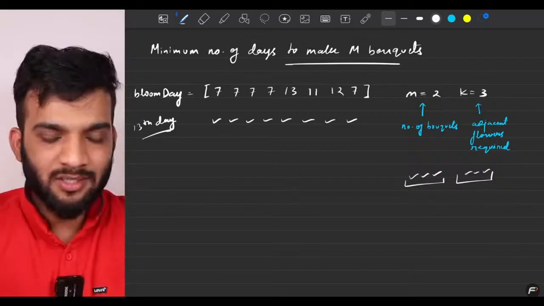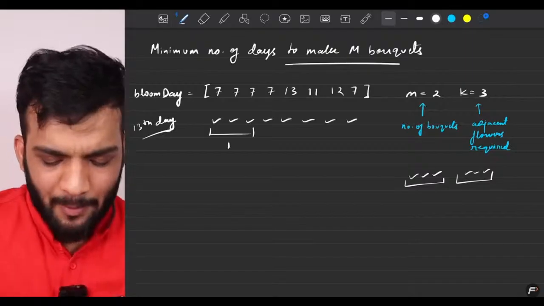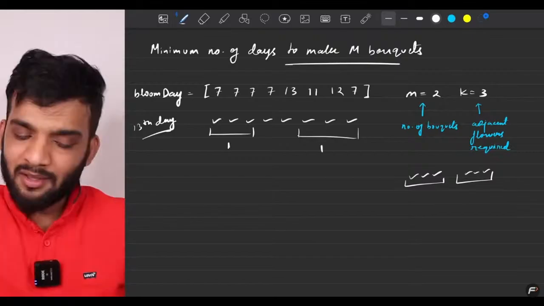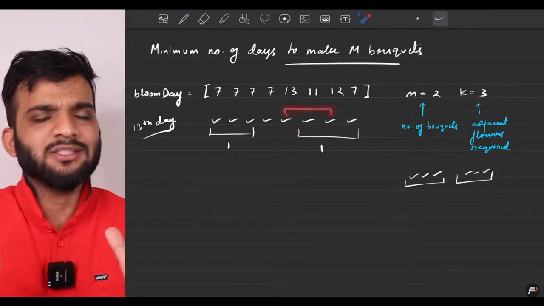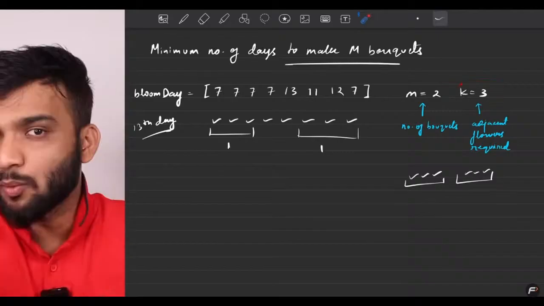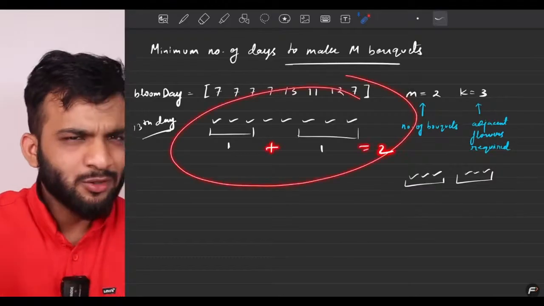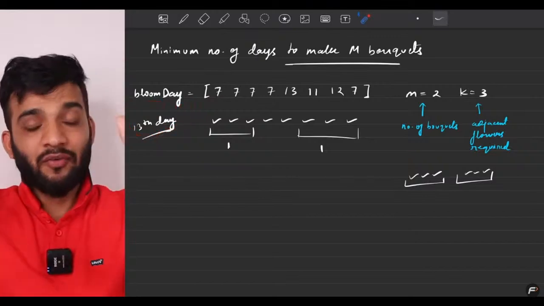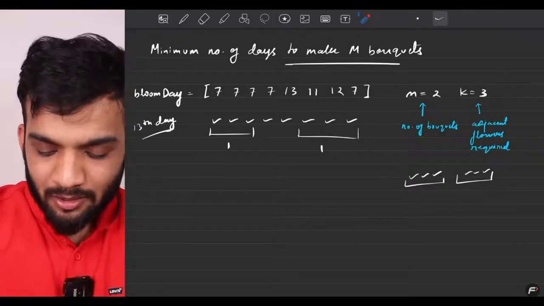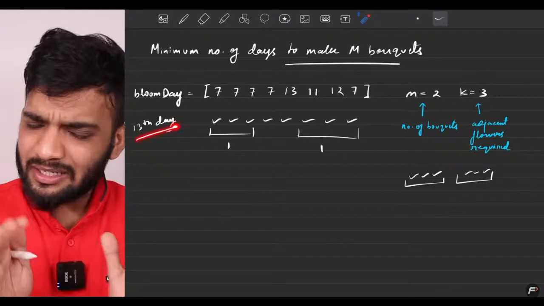Okay, so what I can do is I can probably take these 3 adjacent flowers and I can have 1 bouquet, or maybe I can take these 3 adjacent flowers and I can have 1 bouquet. You can take this as well, doesn't matter. As long as you're taking 3 adjacent flowers and you're making 1 bouquet, that is what matters. So I have formed 2 bouquets. So I can say that if I take the 13th day, I'll be able to make 2 bouquets by picking up 3 adjacent flowers each. So thereby 13th day is a possible answer.